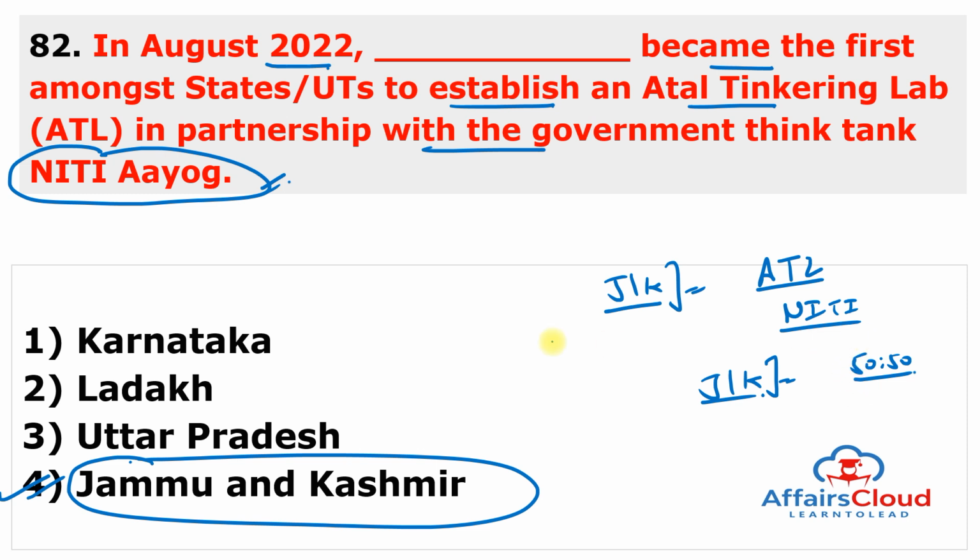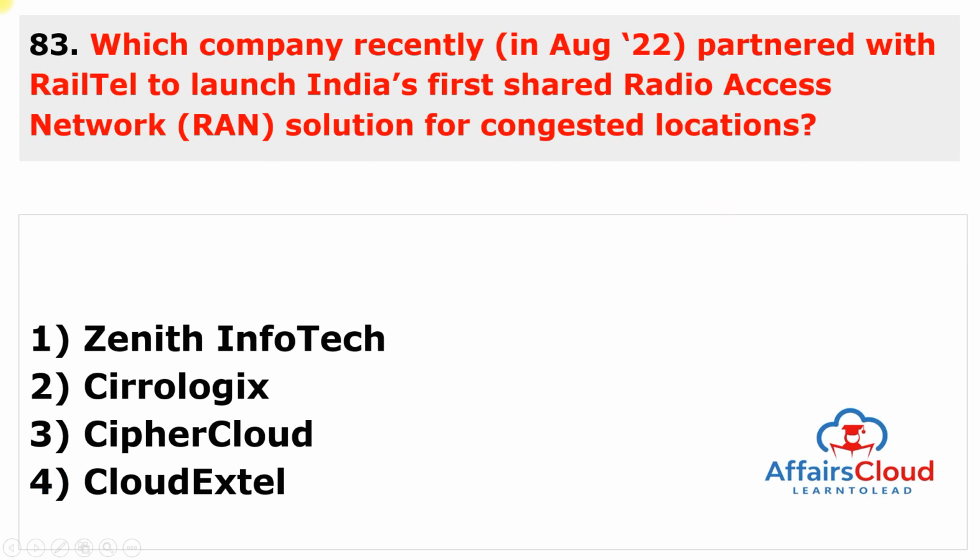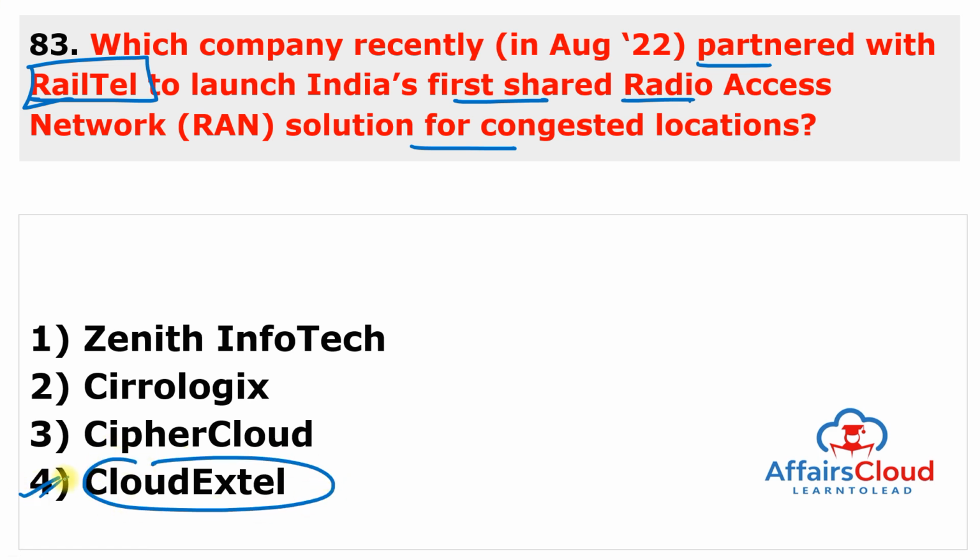And the aim is to encourage young minds in the field and challenge students to become producers of products themselves instead of consumers. Next question is, which company recently partnered with RailTel to launch India's first shared radio access network solution for congested locations? And this company is Cloud Extel. The answer of this question is 4.